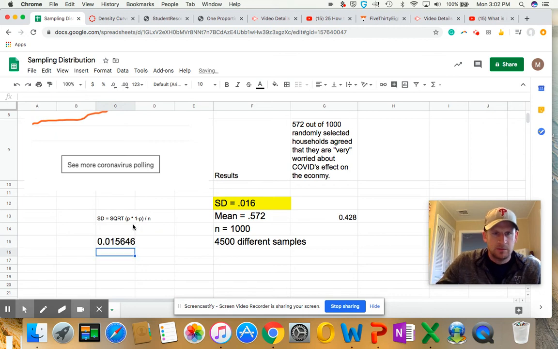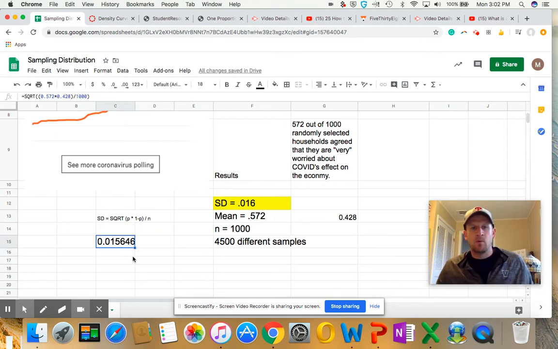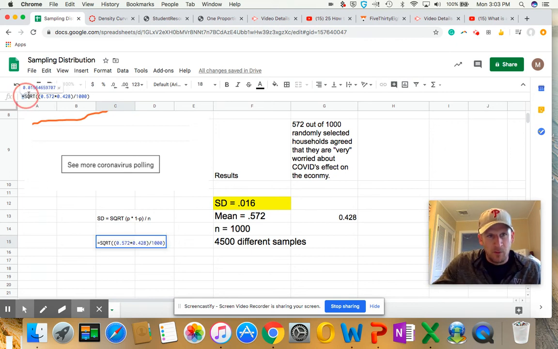Then press enter, and you notice we get 0.015646, and if I round that to the nearest thousandth, I'm going to get 0.016. Again, if you're looking for how the formula looks, right up here in the formula bar: 0.572 times 0.428 divided by 1,000.